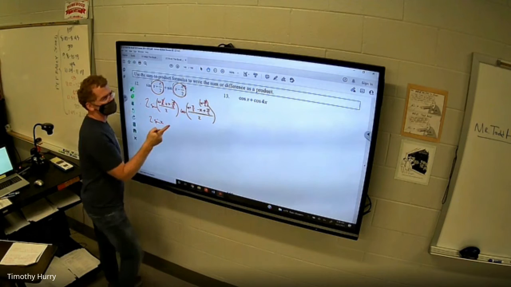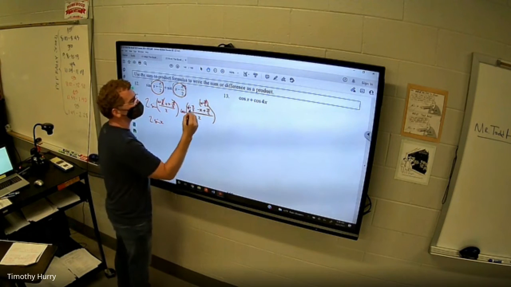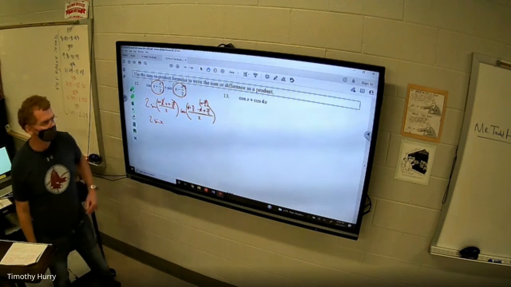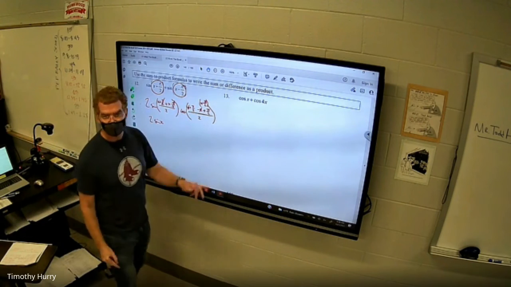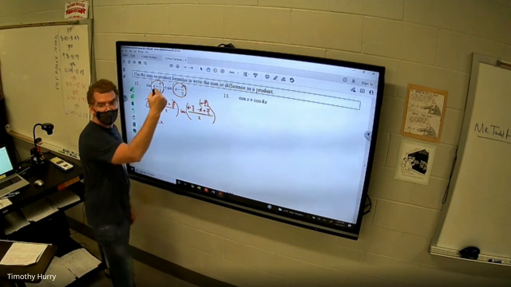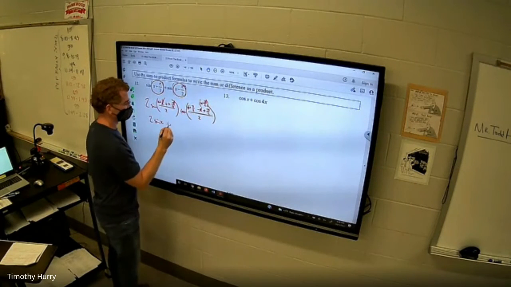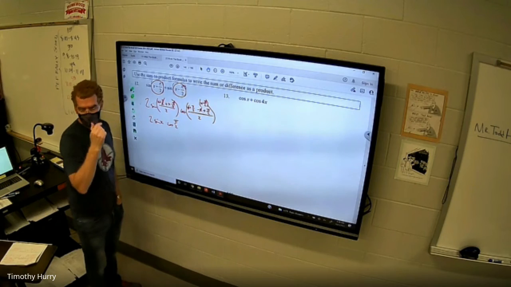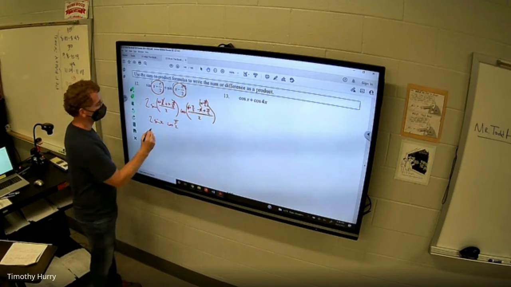But look what happens here. Here, the x's cancel. And I end up with what? Pi over 2 plus pi over 2, which is pi, over 2. And what's the cosine of pi over 2? Nothing. So I get 2 sine of x times 0, so the whole thing is 0.